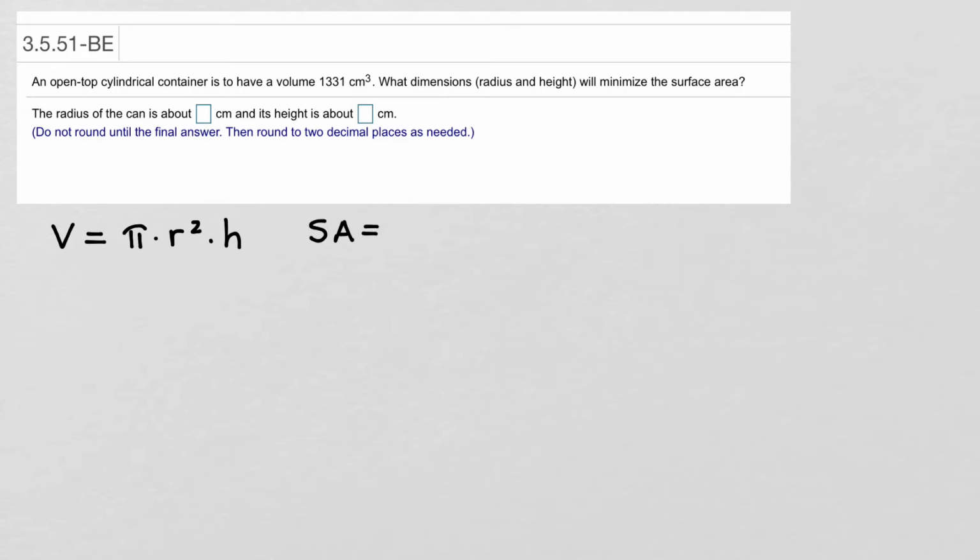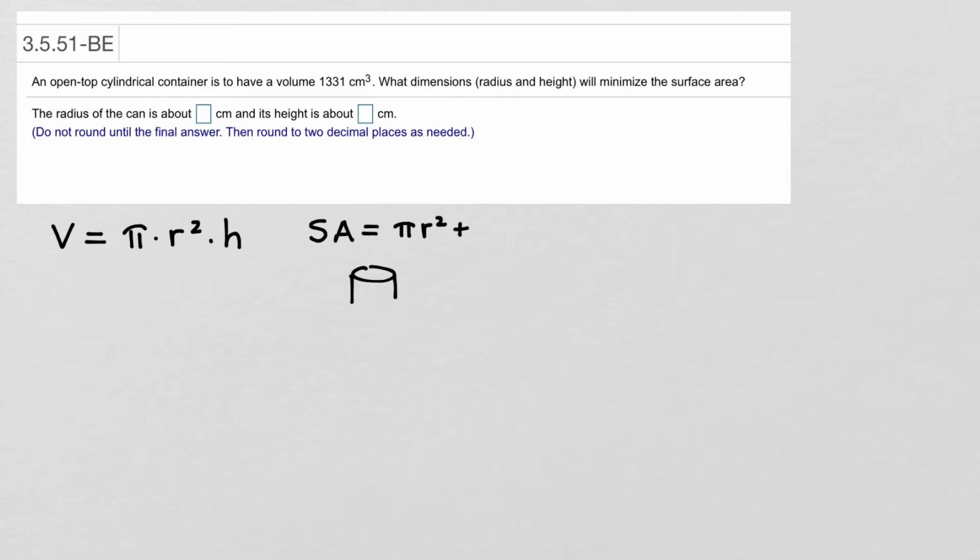it's an open top container, so there's a bottom to it, and the area of the bottom is the area of a circle, so that's pi r squared. Plus, we need the area of the sides of the container.